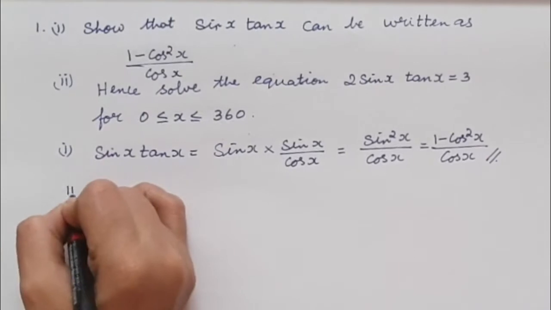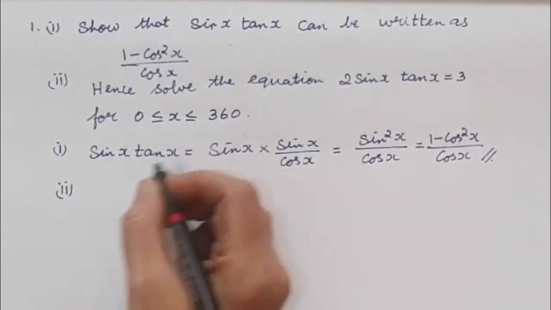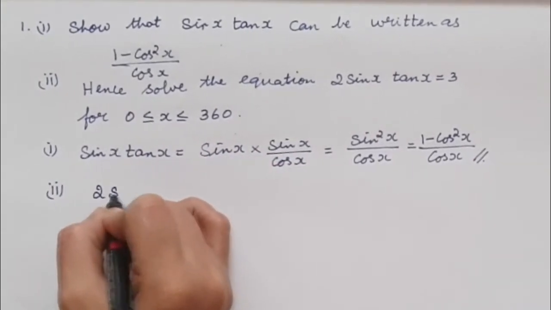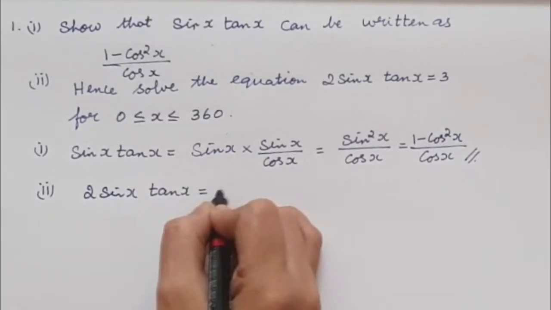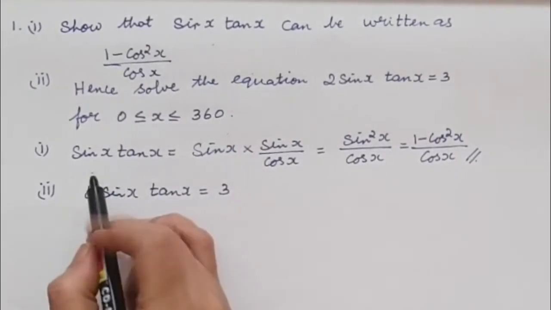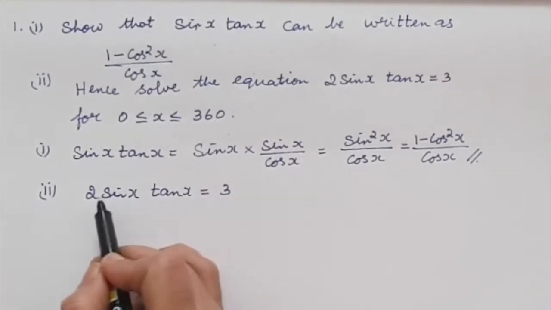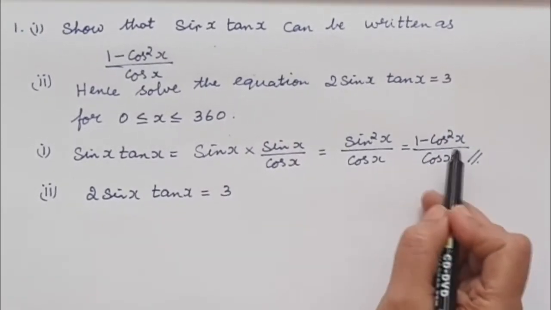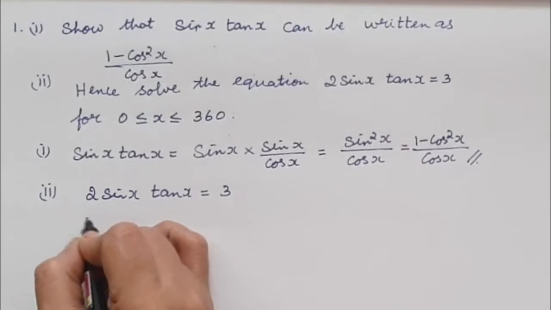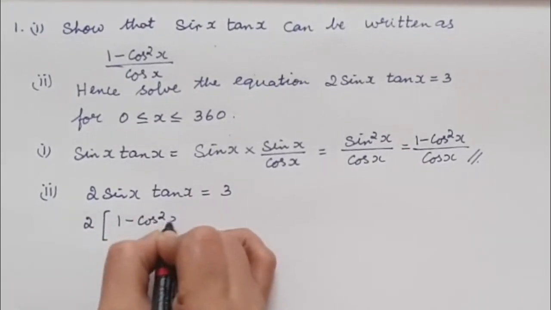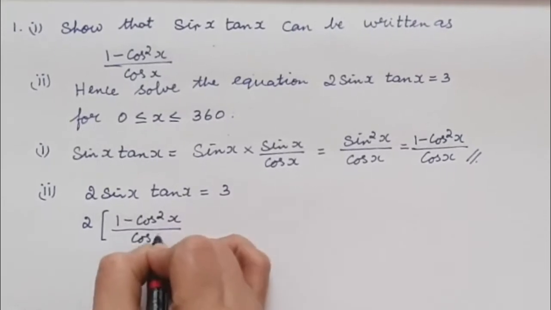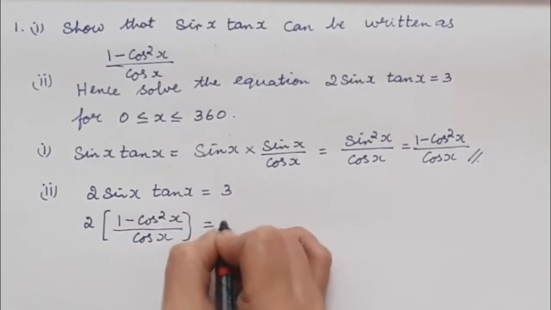Now our second part, we need to solve this equation, that is 2 sin x tan x equal to 3. But we have got sin x tan x is this. So we'll replace sin x tan x by (1 minus cos squared x) by cos x. So 2 multiplied by (1 minus cos squared x) over cos x will be equal to 3.